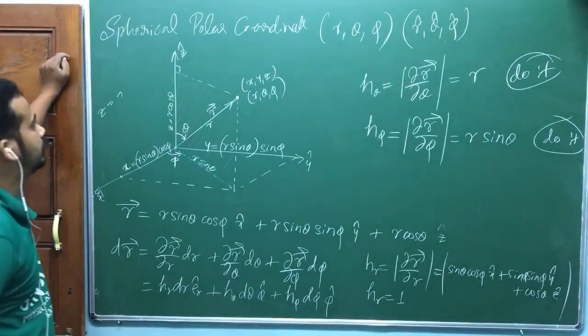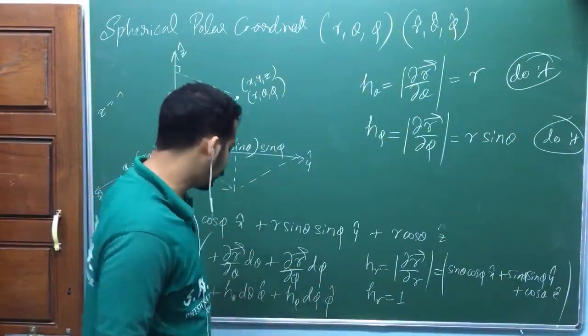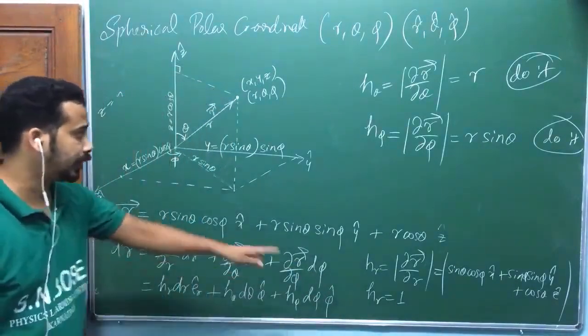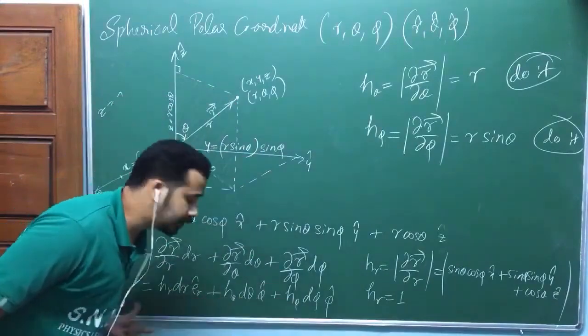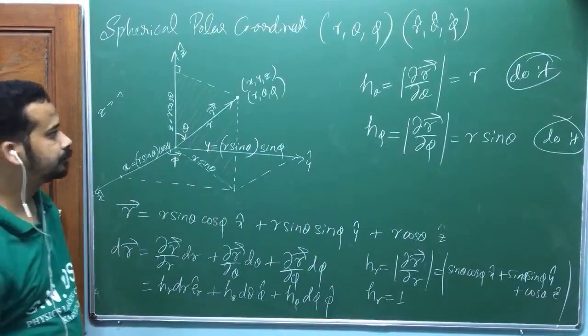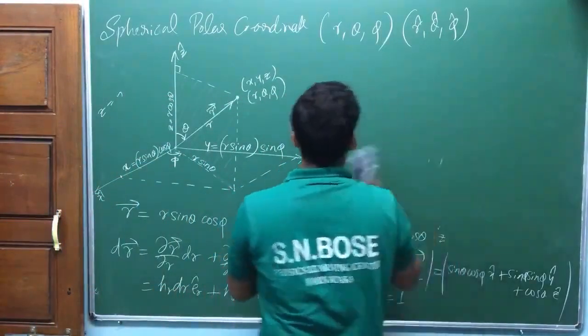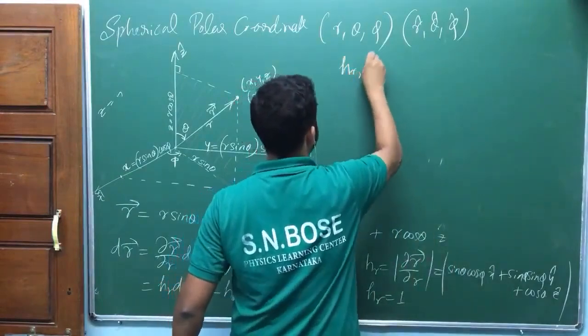That's why whenever I define spherical polar coordinates, soon after I better define h_r, h_theta, h_phi, so that I can define these things very quickly, isn't it? Shall I rub it out? Let me write it here: h_r, h_theta, h_phi.